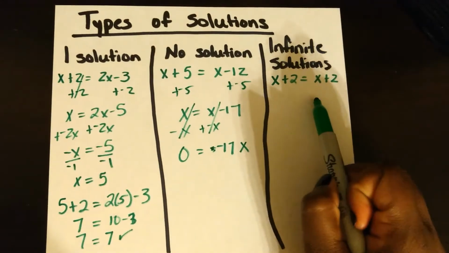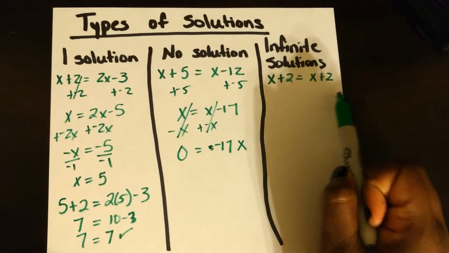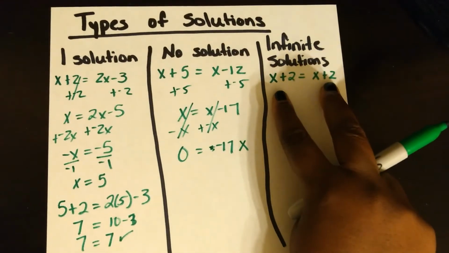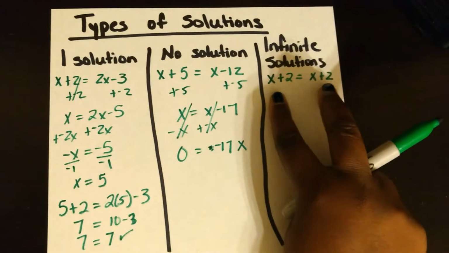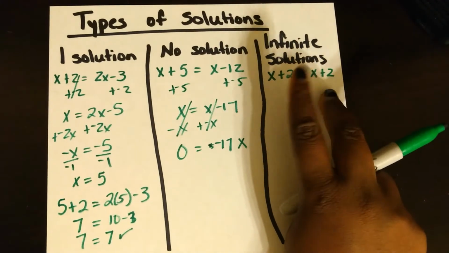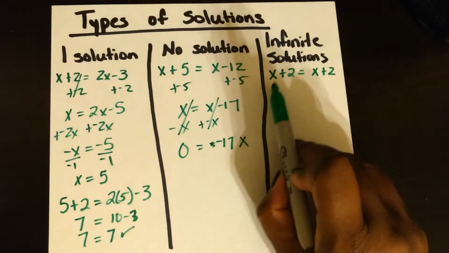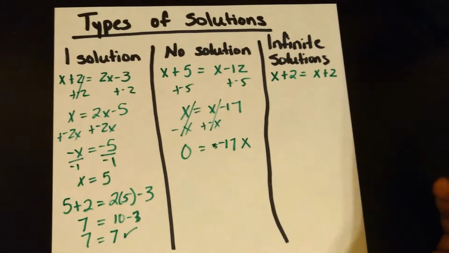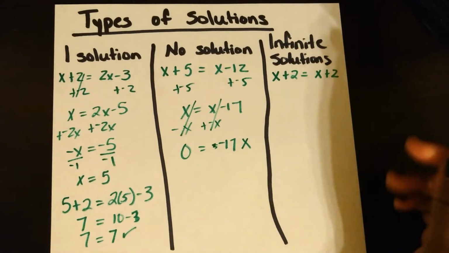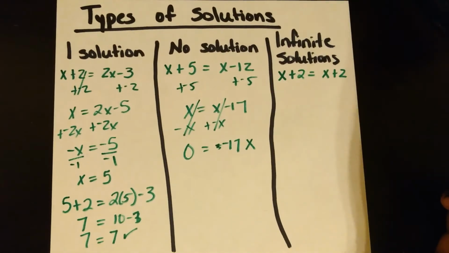Then the last one, this is an infinite number of solutions, because notice before I even start solving, both of my expressions on either side of the equation are the same. x plus 2 equals x plus 2. So regardless of what I plug in for x, I'm always going to add it to 2. Therefore, any solution would work. There are an infinite number of solutions.